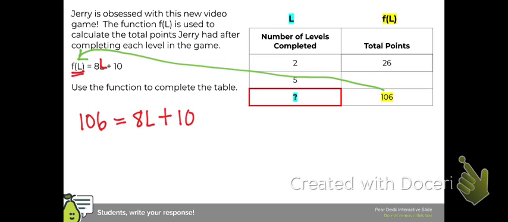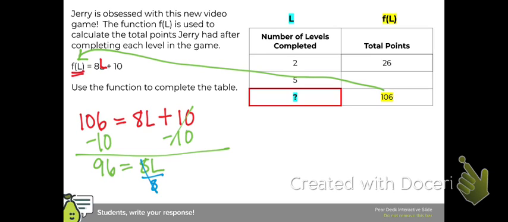So when we solve this, we're going to subtract the 10 from both sides. We get 96 equals 8 times L. And then we divide by 8. And you need to divide by 8 on both sides. And you should get L equals 12.